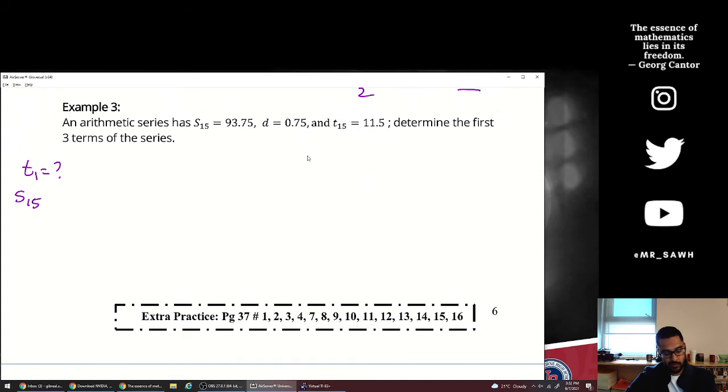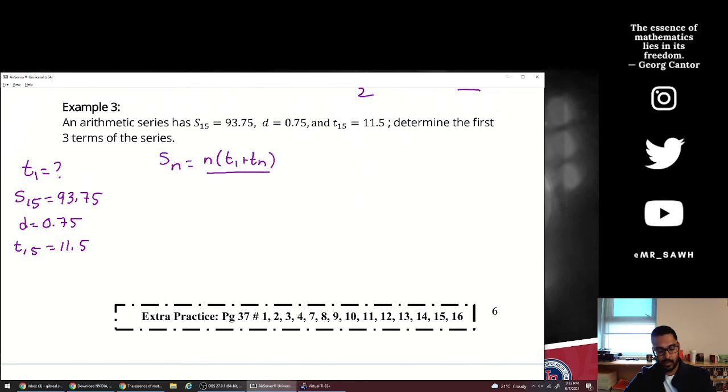I know that the first 15 terms add up to 93.75. I also know the difference is 0.75, and the 15th term is 11.5. So since I know both the sum of the first 15 and the 15th term, I'm going to use the shorter formula. Usually if you don't know that Tn value, you're going to be looking for the longer one, but since I know both, we can use the shorter one. So Sn equals n times (T1 plus Tn) over 2. Fill in everything you can, and you'll see that T1 is the only thing you don't know here.